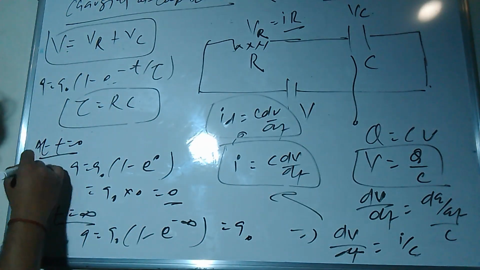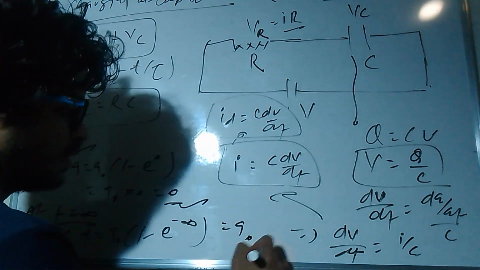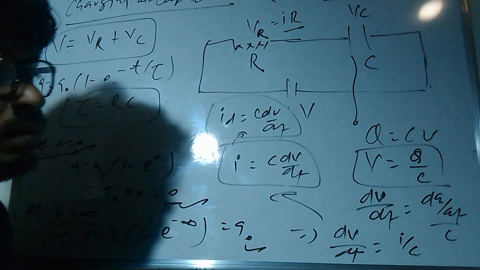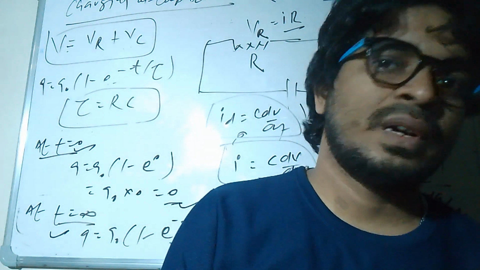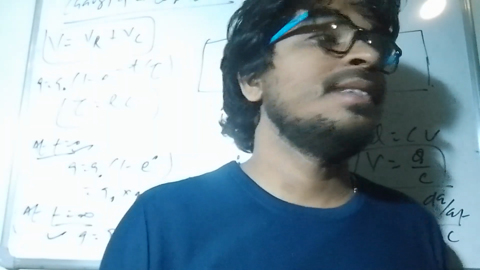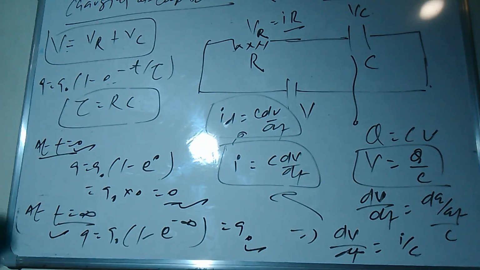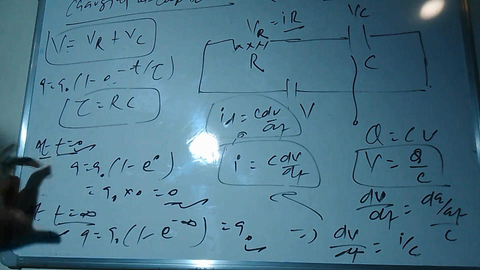Means at t equals 0, charge is 0. At t equals infinity, charge is Q naught. To fully charge the capacitor up to the maximum value of Q naught, it will take a long time. Mathematically, we say it takes infinite time, t equals infinity. If you understood this relation, it will help you a lot.